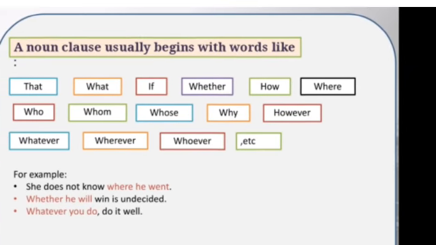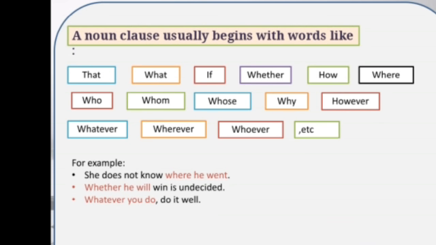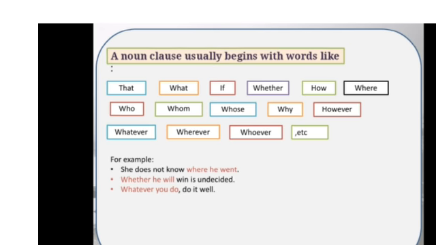A noun clause usually begins with words like these conjunctions: that, what, if, whether, how, where, who, whom, whose, why, however, whatever, wherever, whoever, etc. For example, she did not know where he went. Whether he will win is undecided, and whatever you do, do it well. All these are examples of the conjunctions that your noun clause begins with.